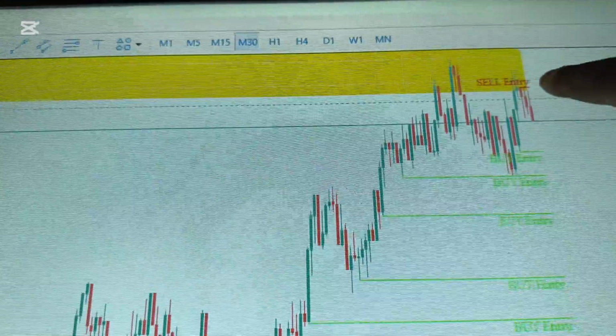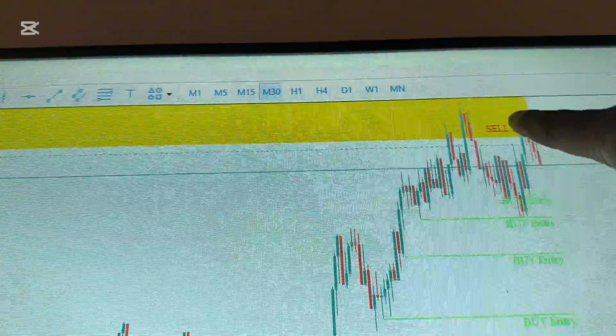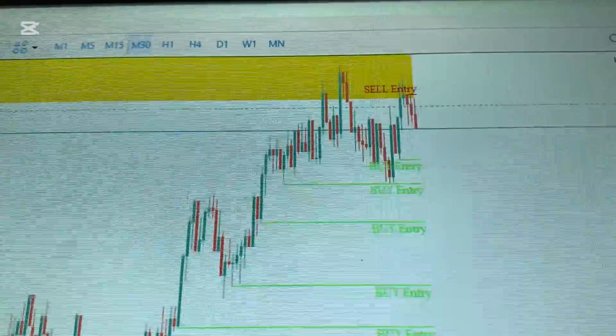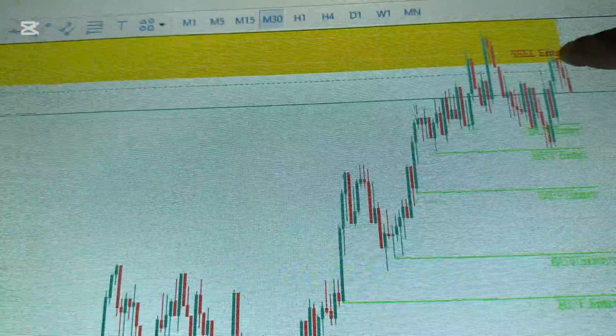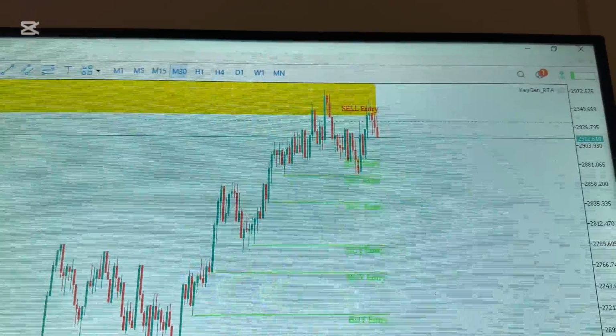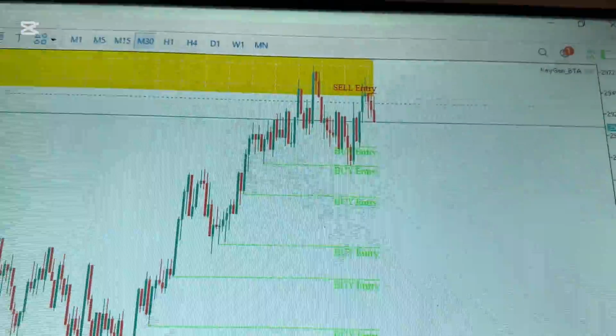But remember what I told you guys, if you're in this yellow zone, even if you can sell your house and place that sell entry, as long as it's coming from this yellow zone, it's usually a very high frequency trade.